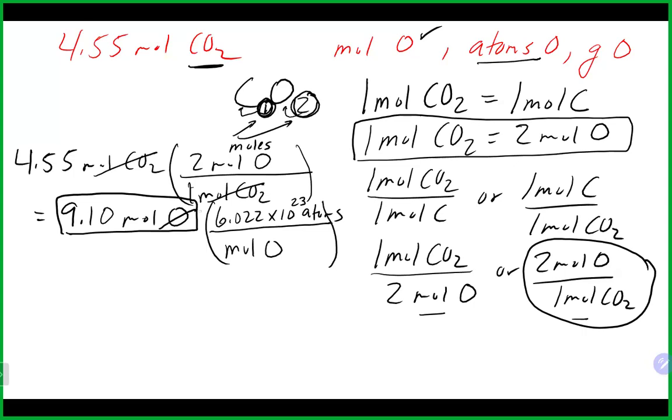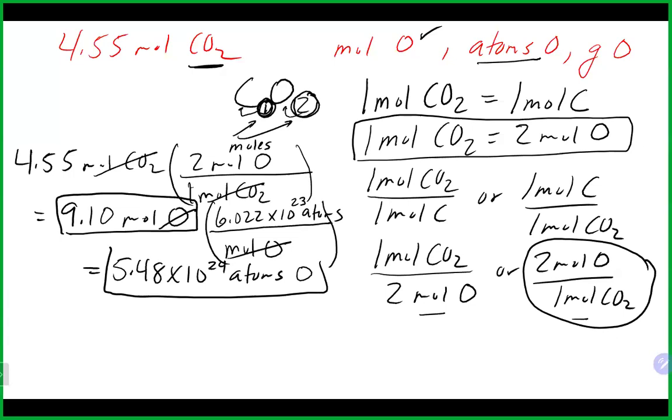Again, we're going to multiply and divide here. And in this case, we're basically just going to multiply that number. So since I got on my calculator here, 6.022 times 10 to the 23, that gives me something like 5.48 times 10 to the 24 atoms of oxygen. And that would answer that question right about there.